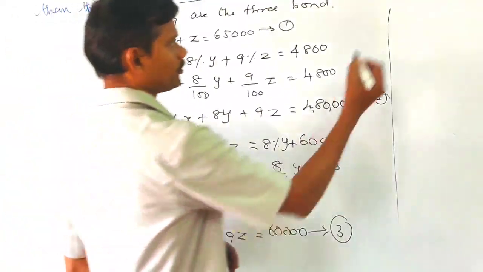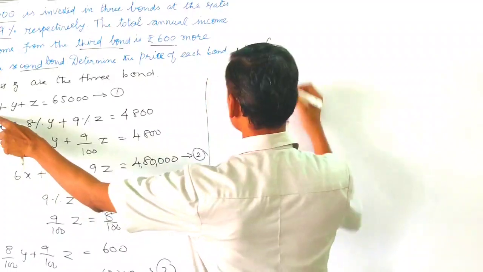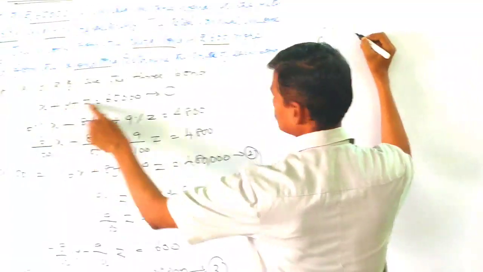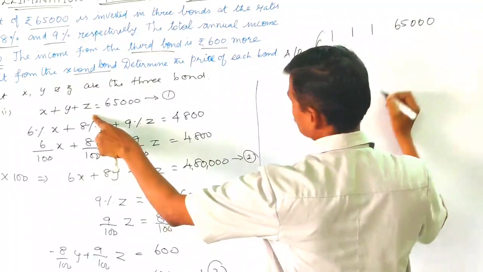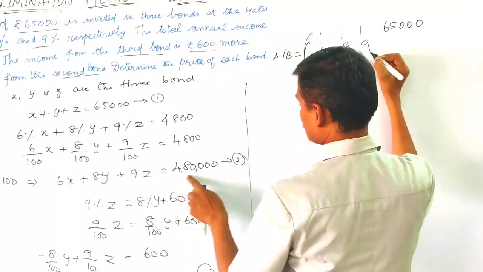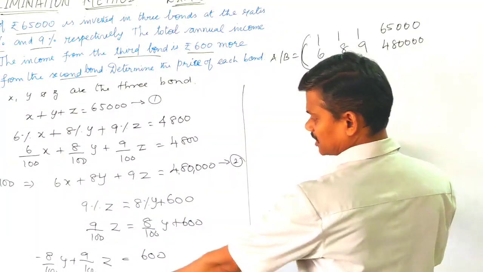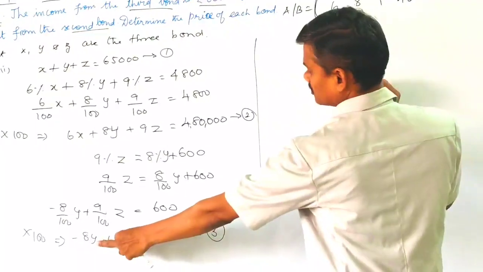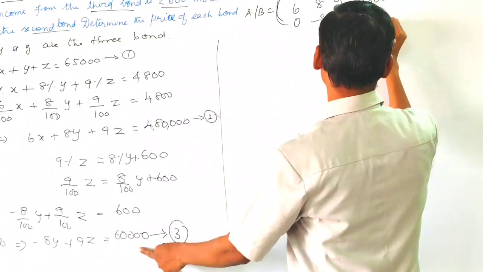So first I am going to frame the augmented matrix A, B. The first one is 1, 1, 1 and then 65,000. The second equation is 6, 8, 9 and 4,80,000. The third equation is, here we don't have x, so I am going to put this as 0, minus 8 and then 9, here 60,000.